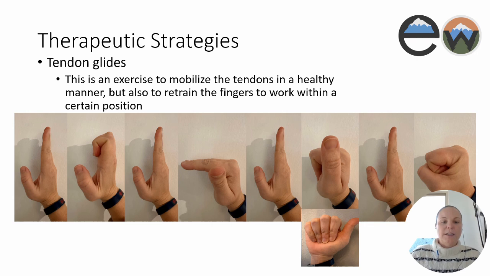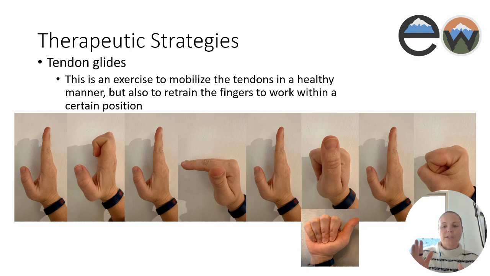So tendon glides, this is an exercise to help mobilize all of the different tendons in the hands individually apart from each other. So especially if we have fascial restrictions, which is more common for a lot of us in our zebra dazzle, and it can help with alignment, especially neuromuscular retraining. So this is a good one to start with.